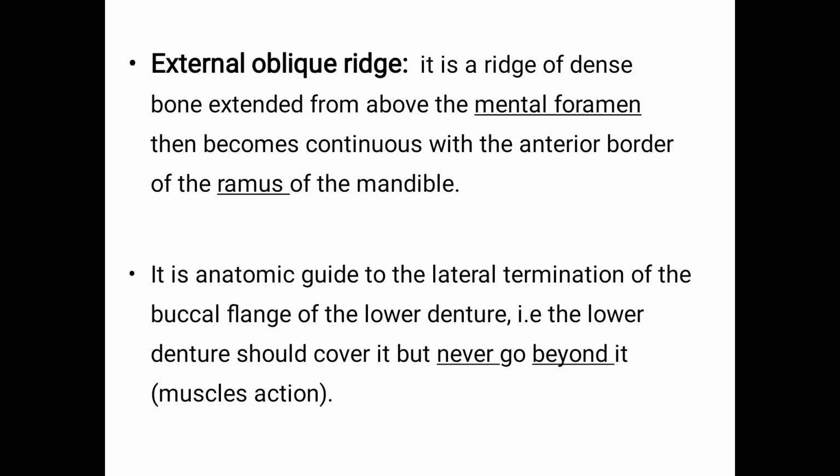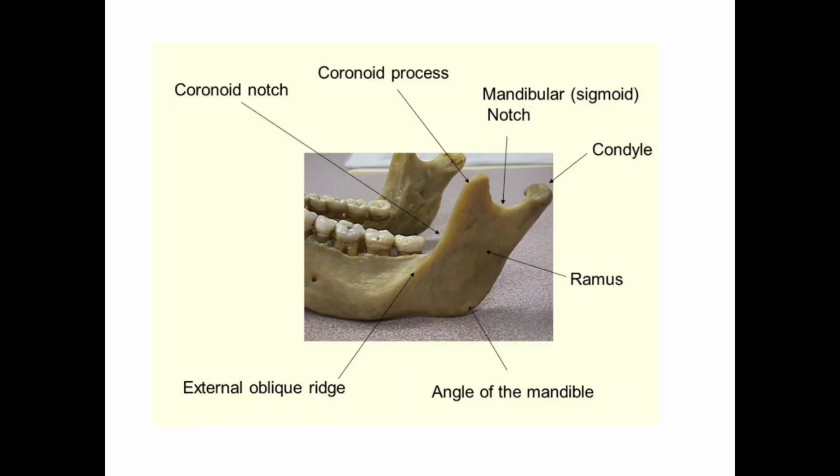The next landmark is the external oblique ridge. It is a ridge of dense bone extending above the mental foramen and becoming continuous with the anterior border of the ramus of the mandible. As you see in this picture, this is the mental foramen and this is the external oblique ridge, the dense bone that is raised. Okay, it starts from above the mental foramen and continues with the anterior ramus of the mandible.